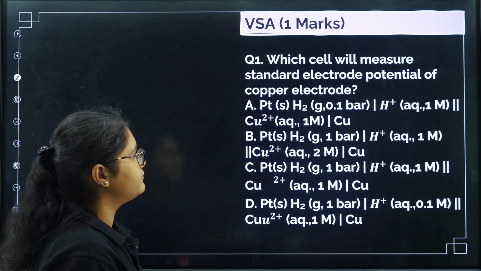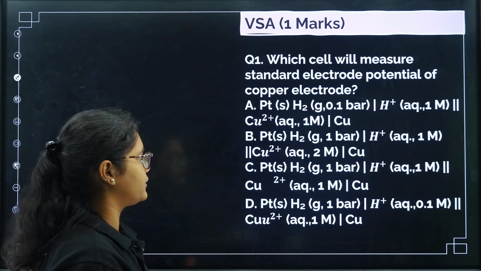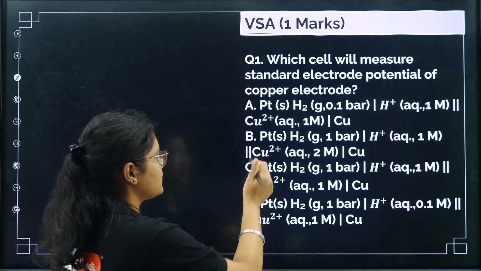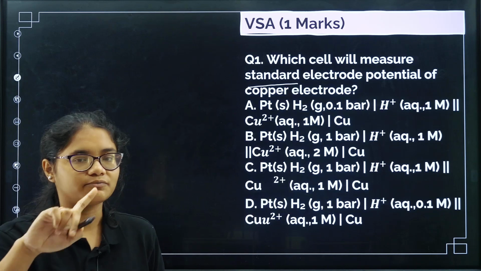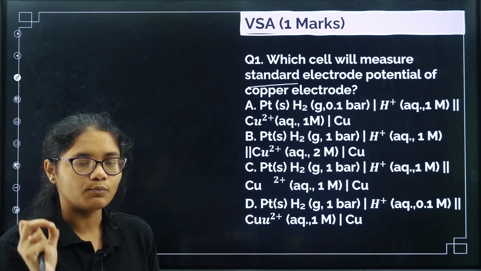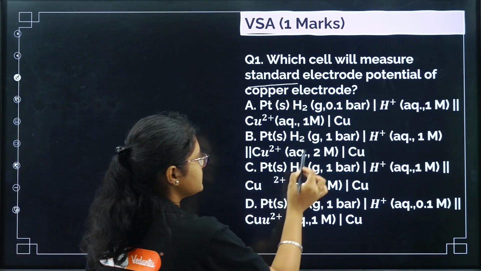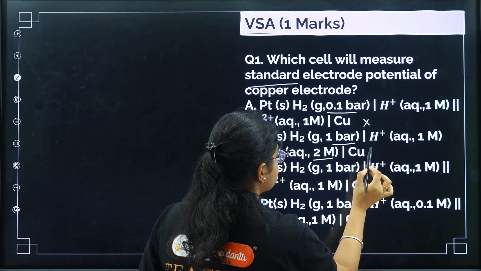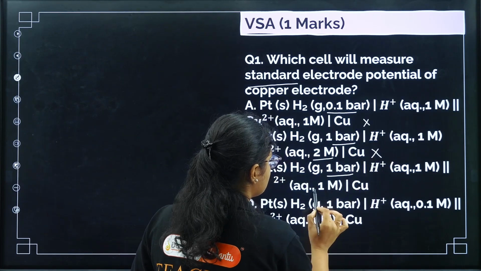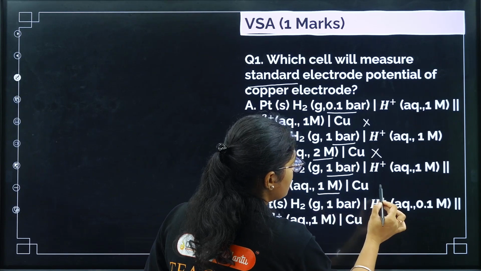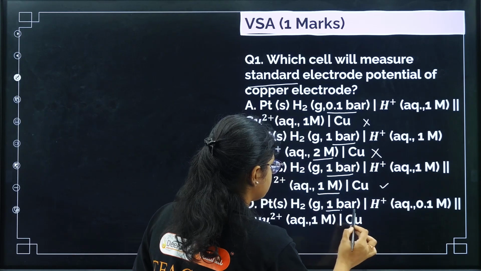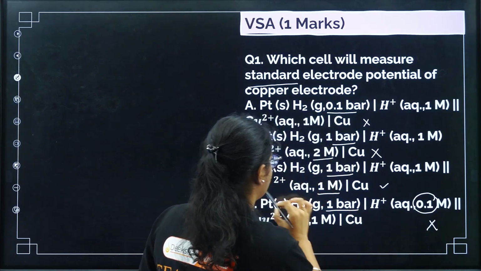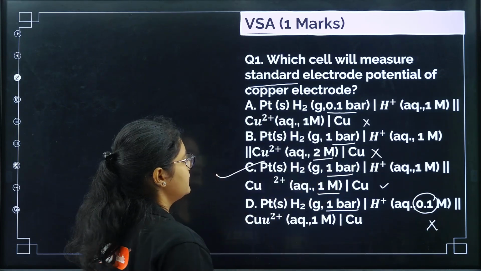I will first be discussing some MCQs here. Which cell will measure the standard electrode potential of copper electrode? For standard electrode potential, you should remember that pressure should be 1 bar and concentration should be 1 molar. Here pressure is 0.1 bar, we can eliminate. Pressure is 1 bar but concentration is 2 molar, eliminate. Pressure is 1 bar, concentration is 1 molar, can be considered. Next, pressure is 1 bar, concentration is 0.1, cannot be done. So the correct answer is option C here.